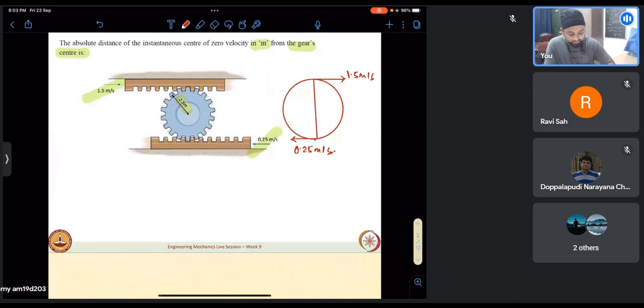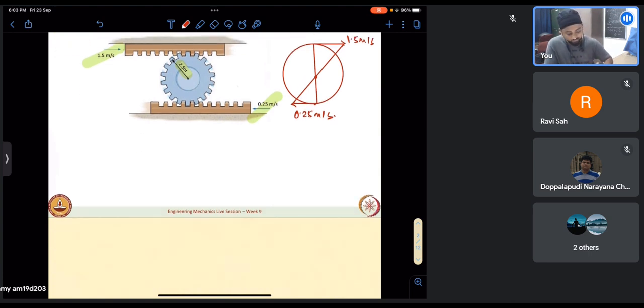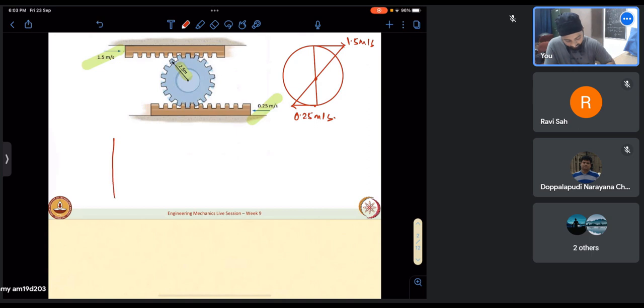The way to find the instantaneous center is to join the tips of any two known velocity vectors in a rigid body. You join the tips and join the heads, and wherever they intersect will be the instantaneous center of zero velocity. So the entire setup can be assumed to be rotating about that point momentarily. So this is 0.25. This is 1.5.